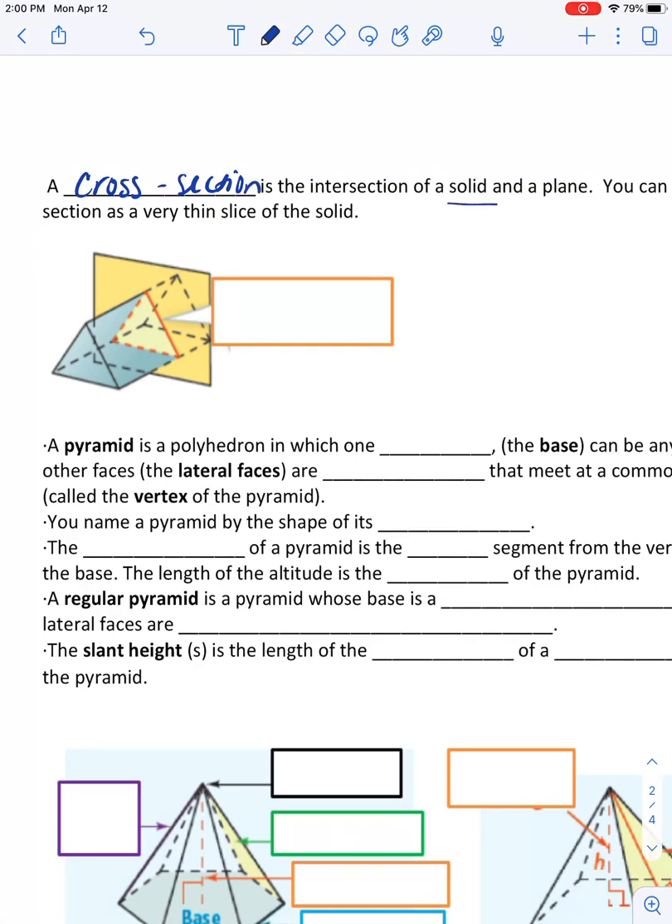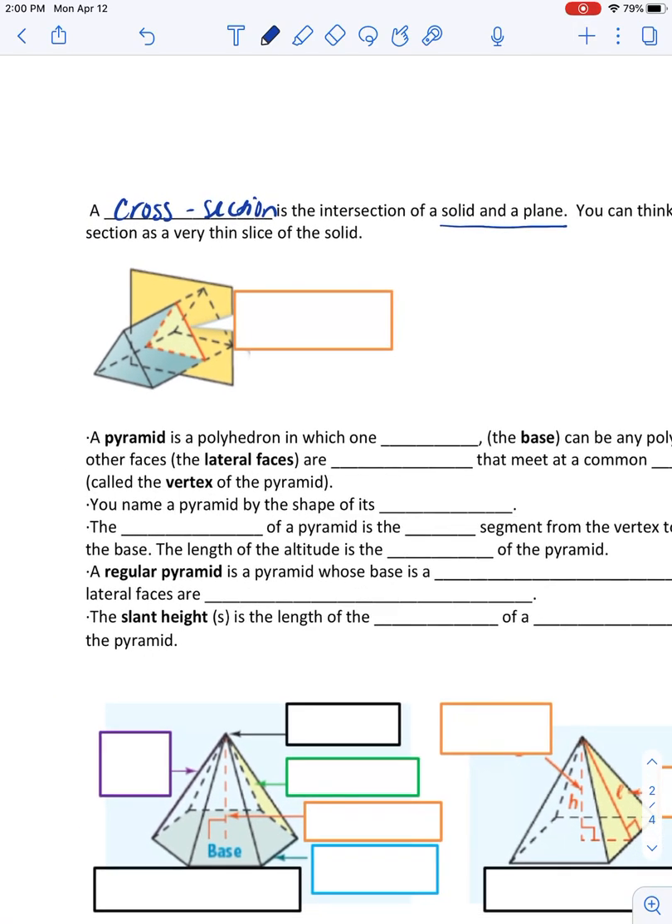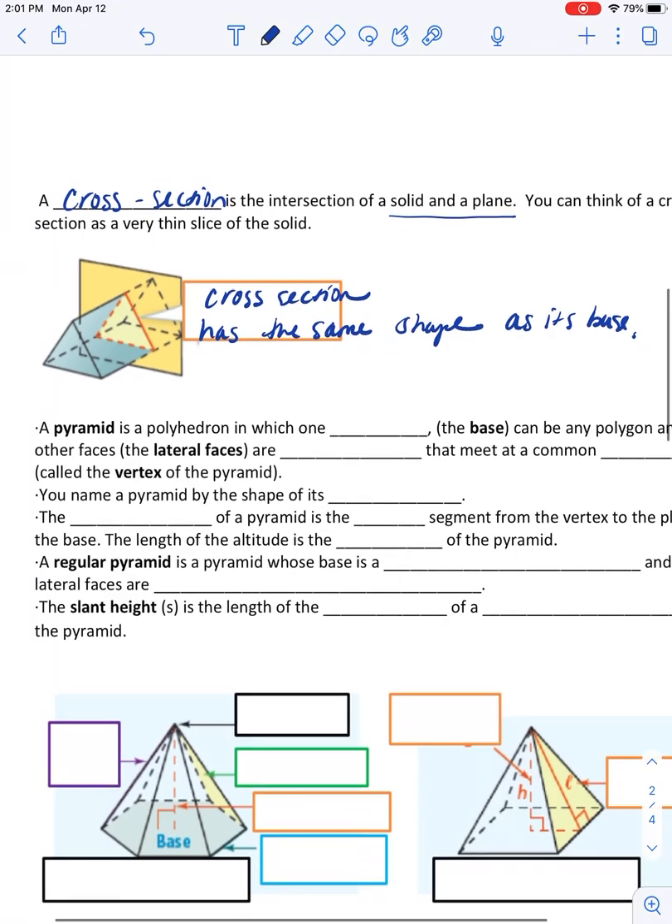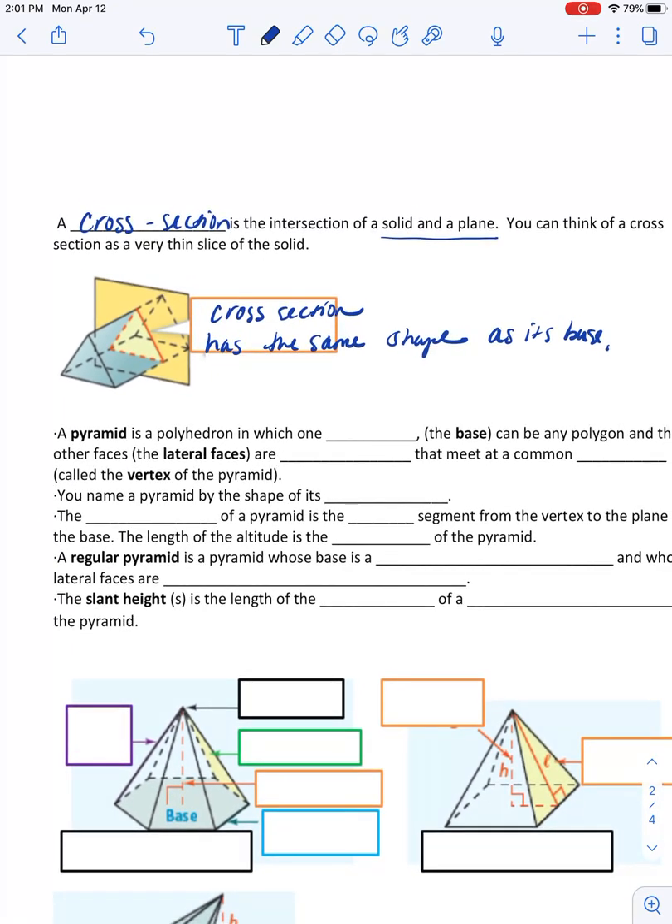A cross section is the intersection of a solid and a plane. I like to think of a cross section as a very thin slice of the solid, like a slice of bread. If you were to cut through that loaf of bread and open it up, you would see the inner shape. So this over here is a cross section, and it has the same shape as its base. Because this is a triangular prism, the cross sections are all triangles. So that's all the vocabulary for a prism.